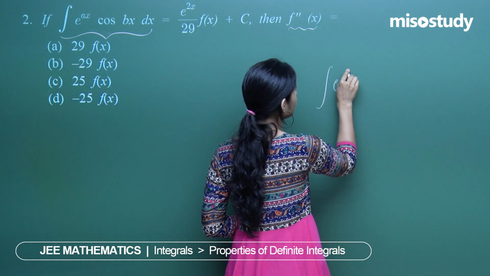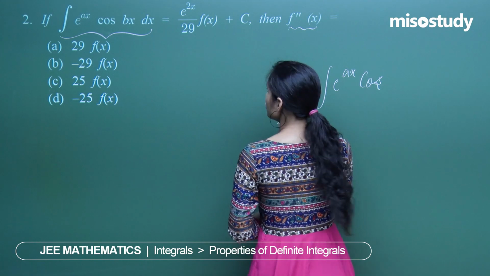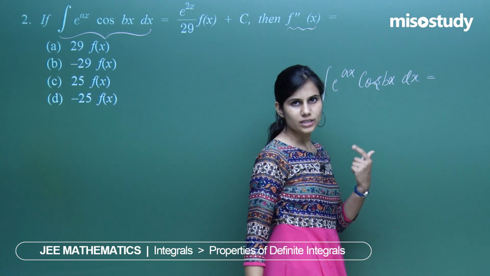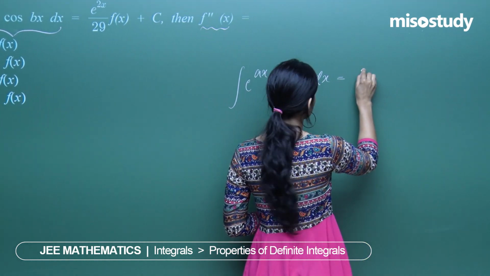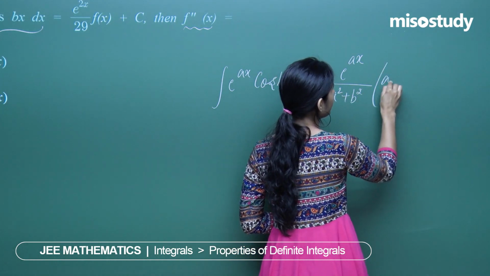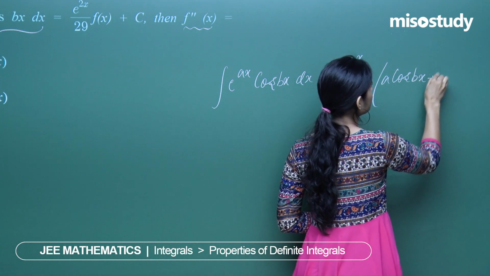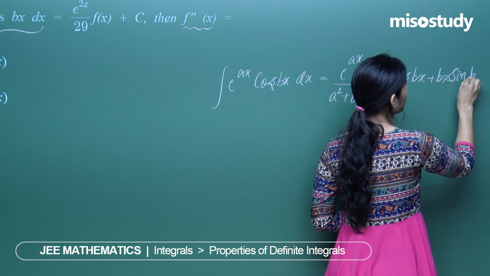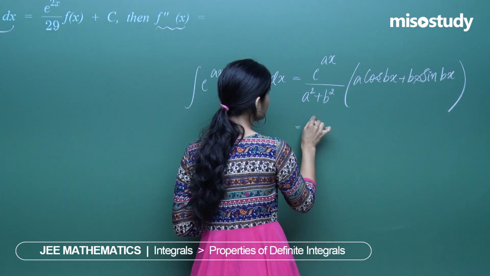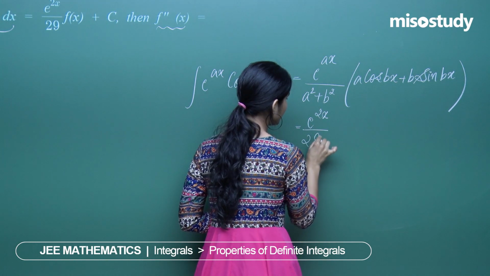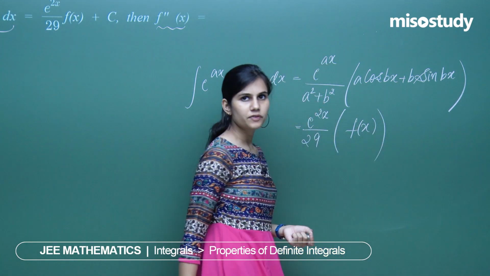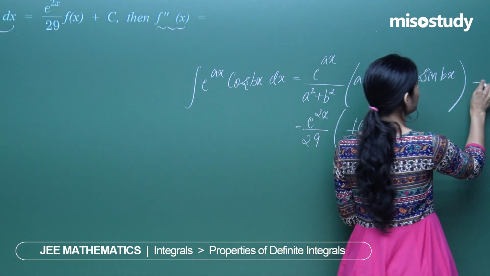We know that integral e to the power ax cos bx dx is actually equal to, although it is given in the question as something else, e to the power ax upon a square plus b square, a cos bx plus b sin bx, right? But this has been given equal to e to the power 2x by 29 fx plus constant of integration. Obviously plus c is going to come in both the places.